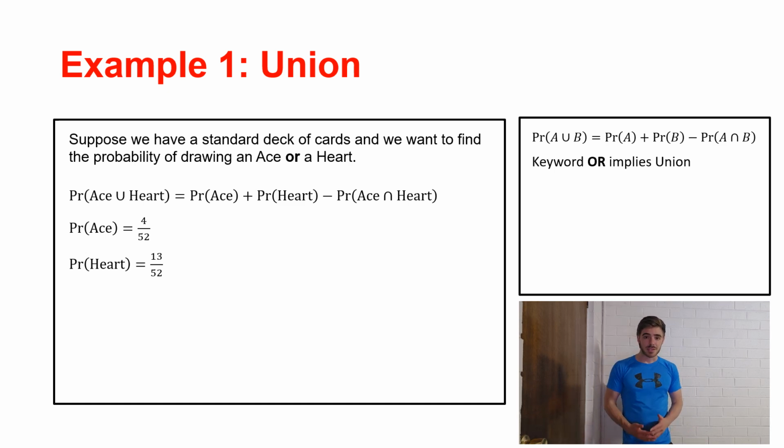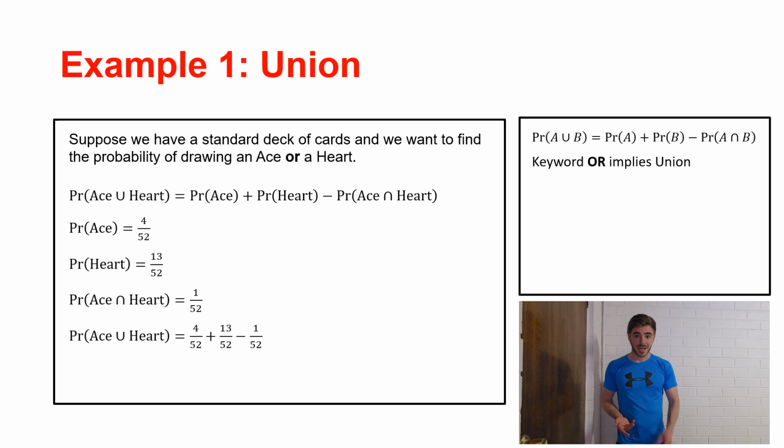The intersection just means we're looking for all the cards that are both aces and hearts, of which there is only 1 ace of hearts. So the probability of getting the ace of hearts is going to be 1 out of 52. All we do now is perform the arithmetic. We're going to add the two probabilities together, subtract the intersection, and after you simplify, you're going to get a final probability of 4 out of 13.